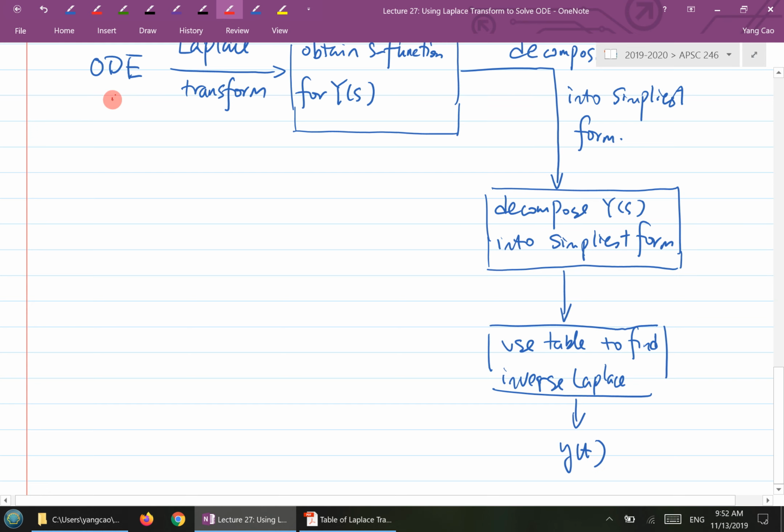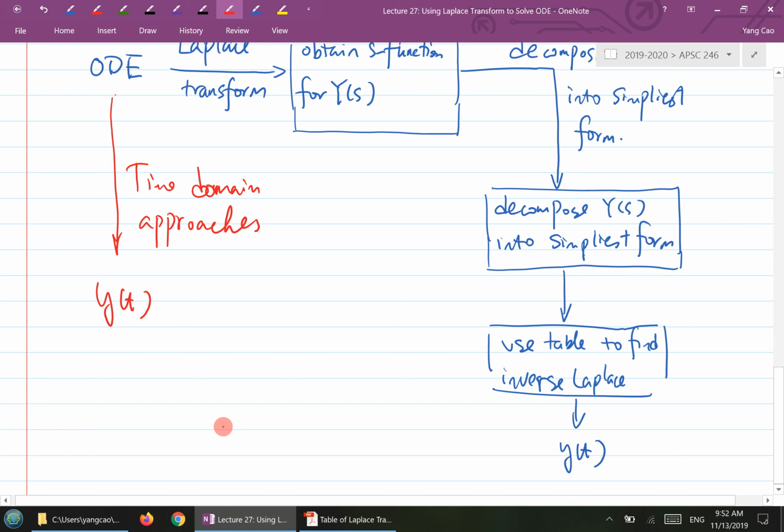I think in the previous lecture what we learned was the time domain approach. There are different approaches. There's a method of undetermined coefficients. There's also variation of parameters. So you can use the time domain approach to get y of t for sure, but this time you're using the Laplace transform to get y of t. So that's the general bigger picture of what we're doing here.